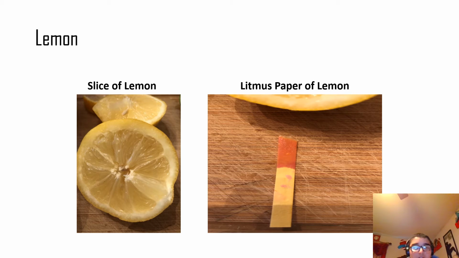So here we have a picture of a sliced lemon on the left, and then on the right we have a picture of litmus paper of lemon after we rubbed it on the interior of the lemon, shown to the left. Now, you can see here that the litmus paper of the lemon has a very reddish color, so it is clearly very acidic. As a matter of fact, it's more acidic than the orange is. It should be around 0, 1, or 2 on the litmus scale.